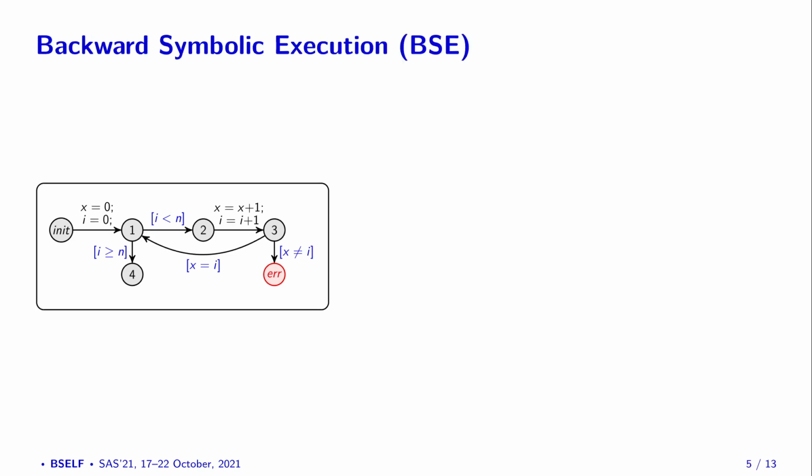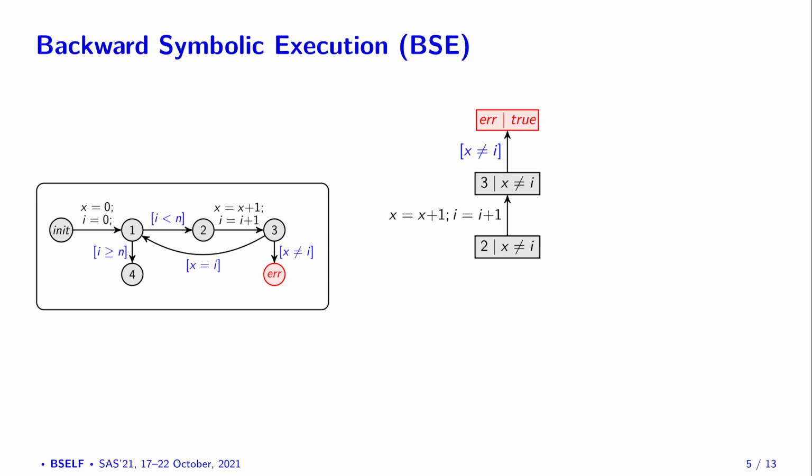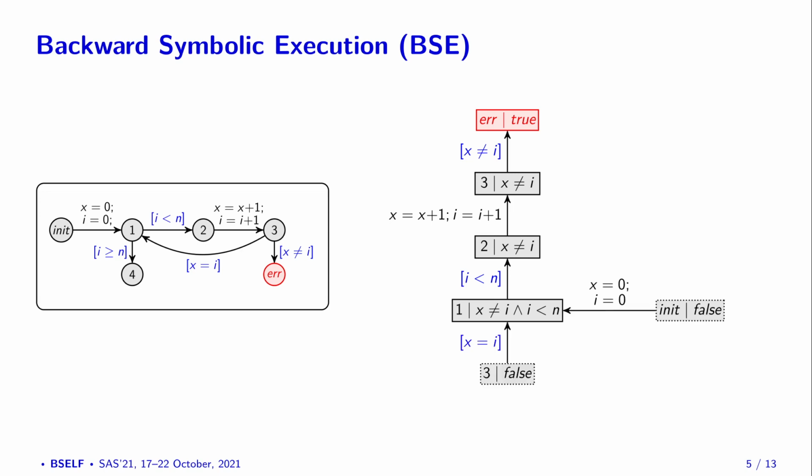Backward symbolic execution works similarly, but it runs backwards from the error location toward the initial locations of the automaton. In the first step, the edge from 3 to the error location is evaluated backwards, so we get that in whatever state we got to location 3, x must not equal i in that state. The increment of x and i does nothing to this condition, so we continue the execution to obtain that value of i must be less than value of n when we are at location 1. Any other step will result in an unsatisfiable condition, and as a result, we know that the program is correct.